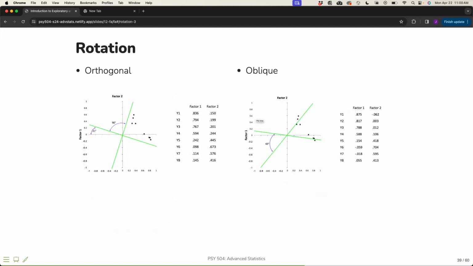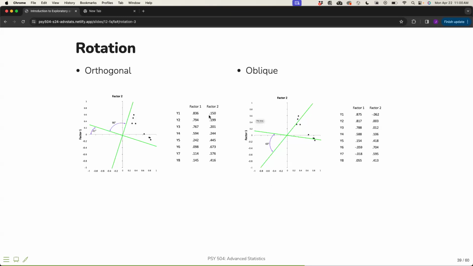And essentially when I say rotation, we're taking the axis in factor space and just rotating it. So with an orthogonal rotation, we're just rotating this at 90 degrees. And with oblique rotation, we're rotating it less than 90 degrees. And this serves the purpose of making our factor loadings more interpretable, so magnifying those high loadings and then minimizing the low loadings.